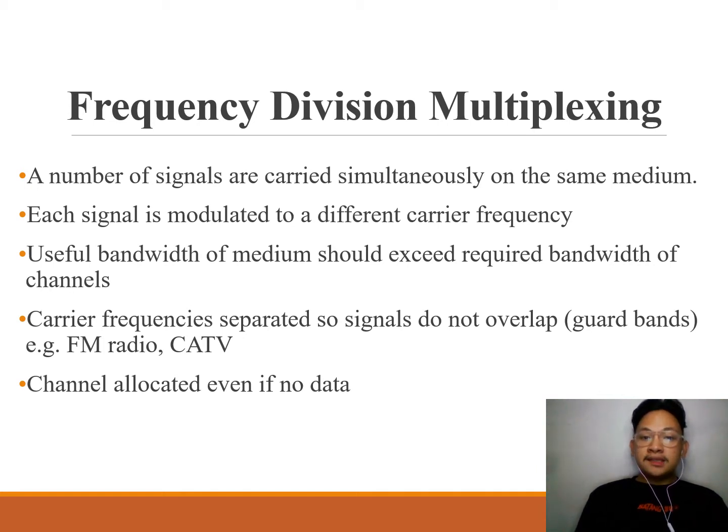The frequency spectrum is divided into several logical channels, in which every user feels that they possess a particular bandwidth. In this, the useful bandwidth of the medium should exceed the required bandwidth of the channels. The carrier frequencies are separated so signals do not overlap. Therefore, to avoid interference between two successive channels, guard bands are used. An example is FM radio and CATV. Channels are allocated even if there are no data.